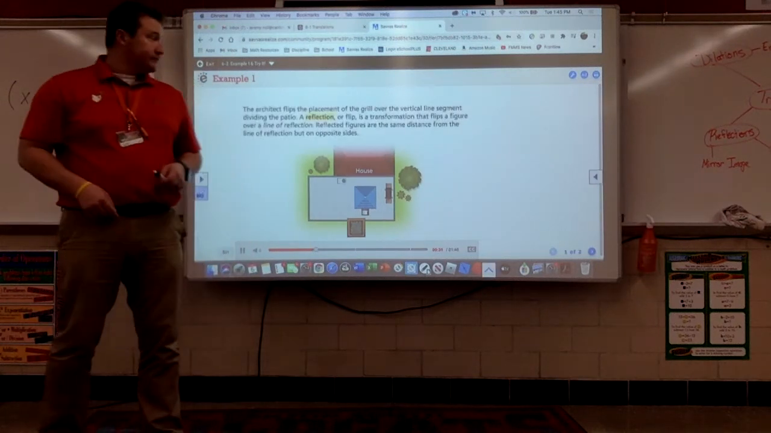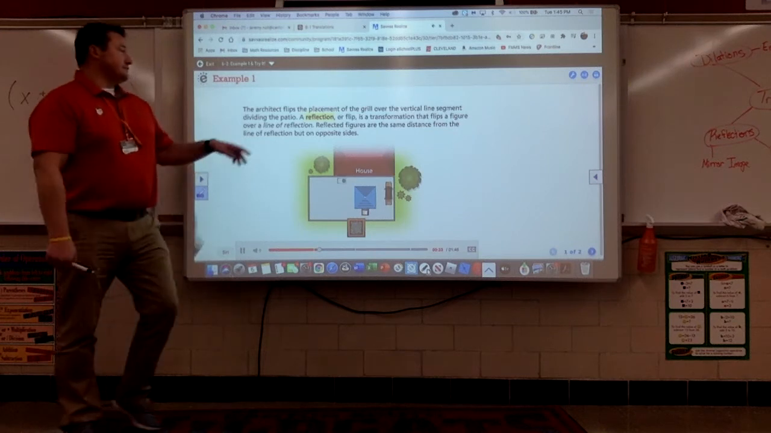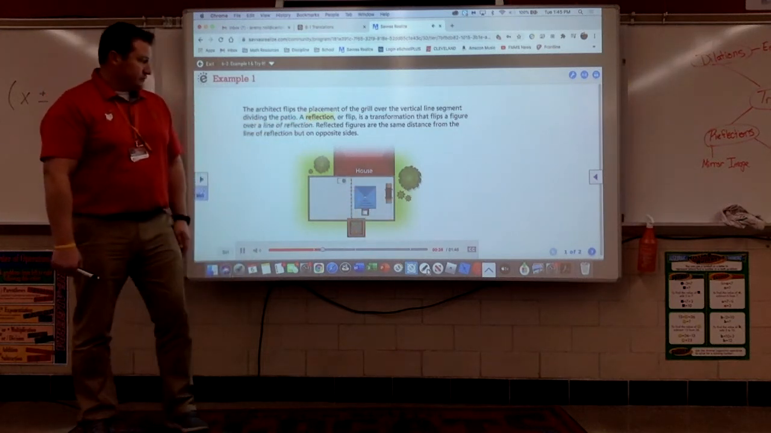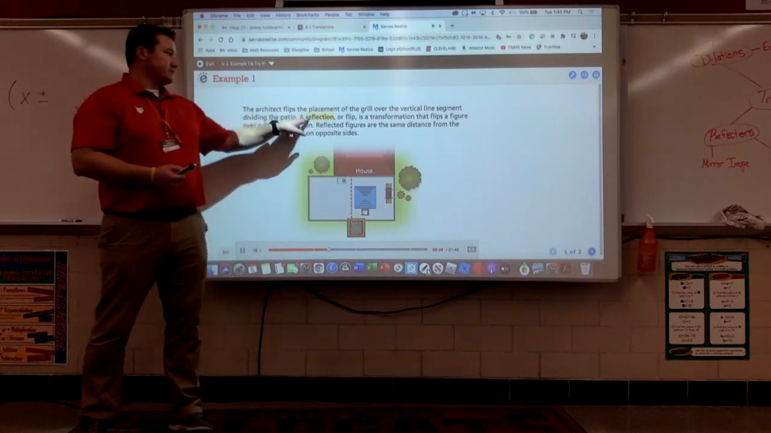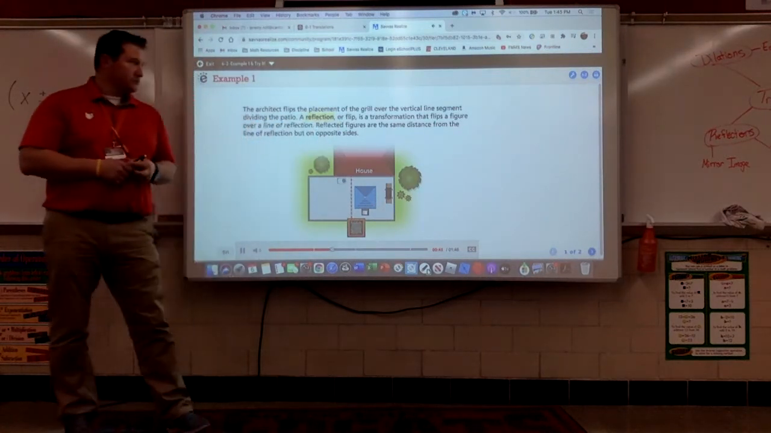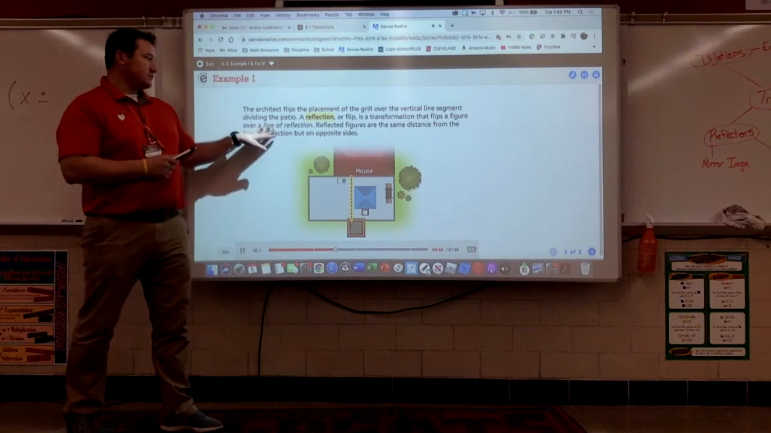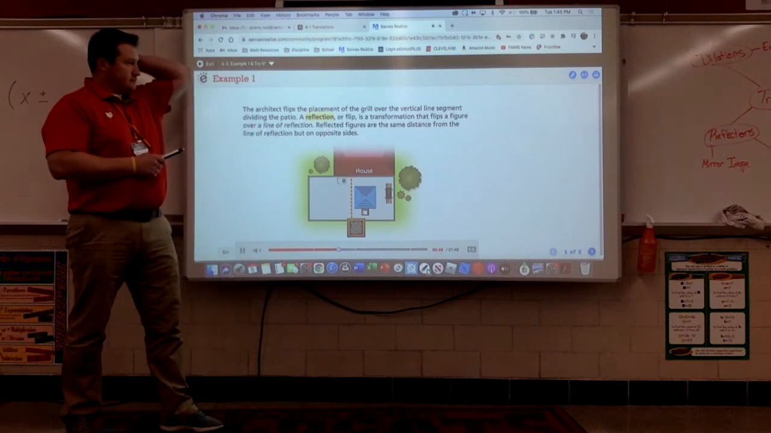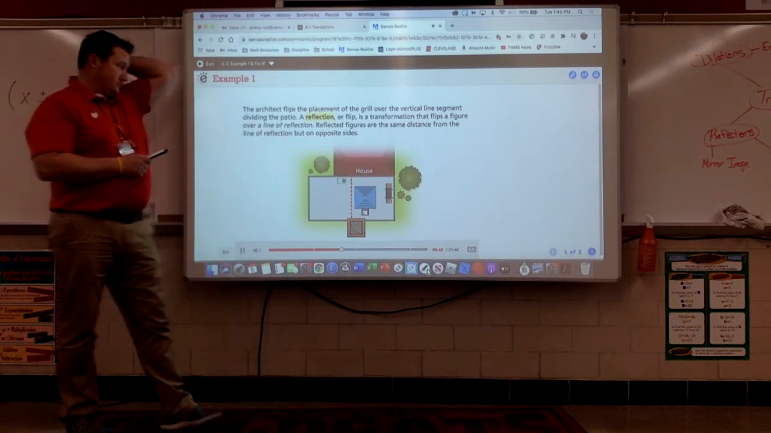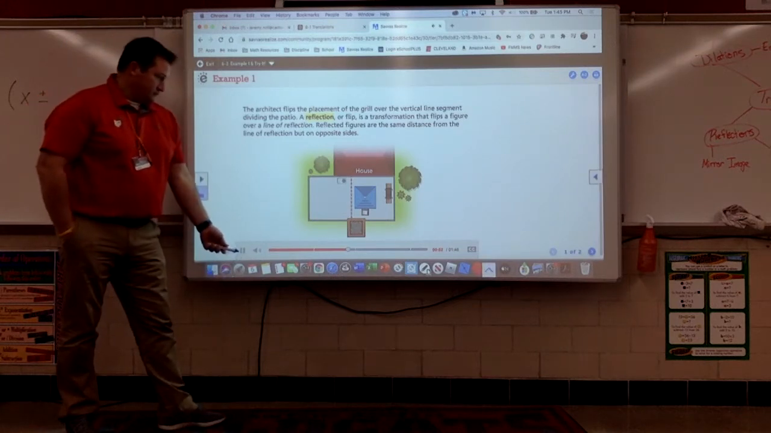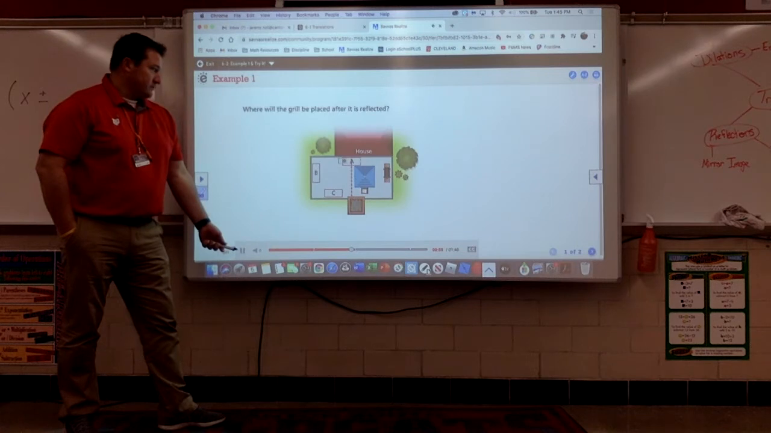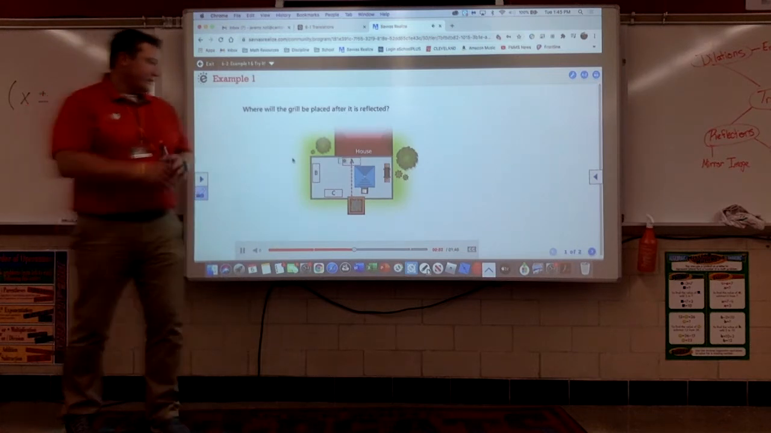The architect flips the placement of the grill over the vertical line segment dividing the patio. A reflection, or flip, is a transformation that flips a figure over a line of reflection. Reflected figures are the same distance from the line of reflection, but on opposite sides. Where will the grill be placed after it is reflected?